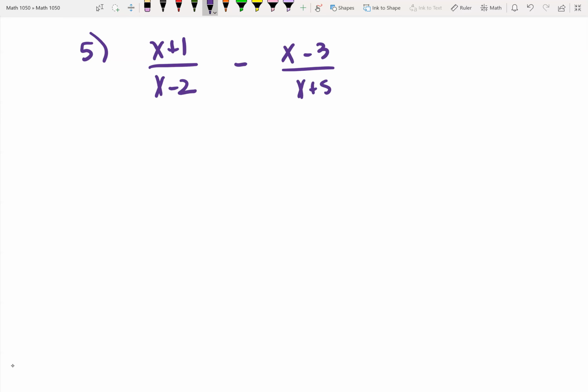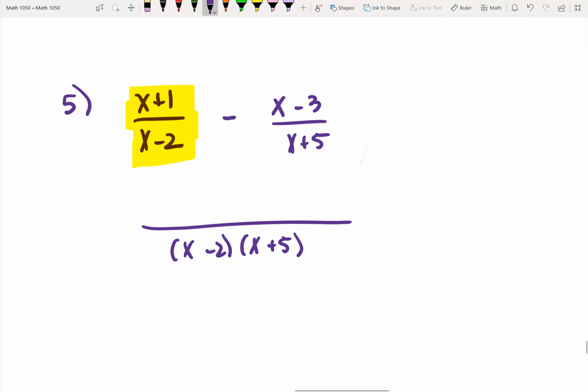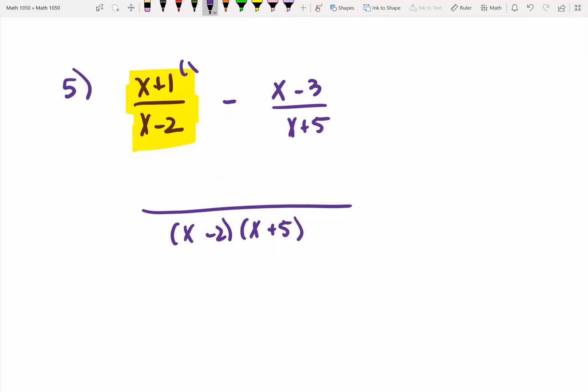Okay, common denominator, pull them together. This one's a little tricky, so you're going to want to watch closely. This guy right here has the x minus 2. He's missing the x plus 5. So I'm going to put x plus 5 right here. But guys, this is a binomial times a binomial, so put parentheses around both of them, and then FOIL, and I get x squared plus 6x plus 5.